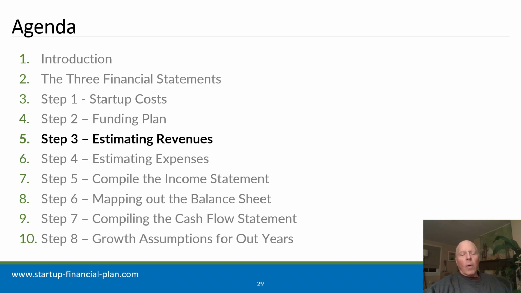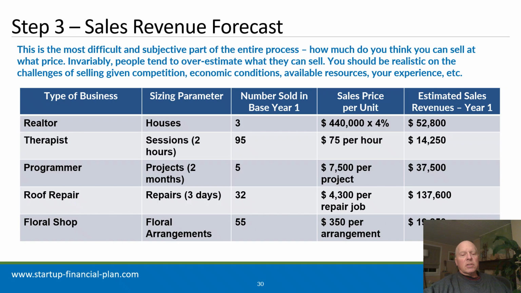Now we're going to go through the steps that are necessary to prepare the 3 financial statements. The income statement will be first. The balance sheet is rather tedious because we've got to go through a bunch of entries, and the cash flow statement's really easy. We just go back to step 6 to do that, and the growth assumptions are pretty straightforward. So let's go through estimating revenues first.